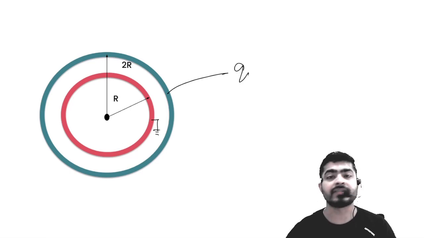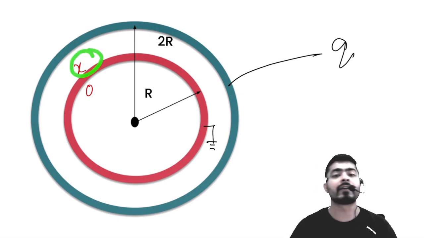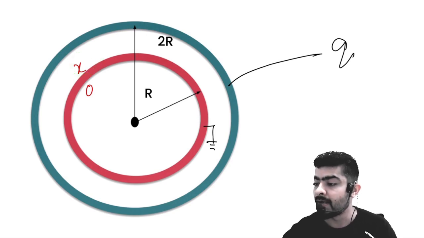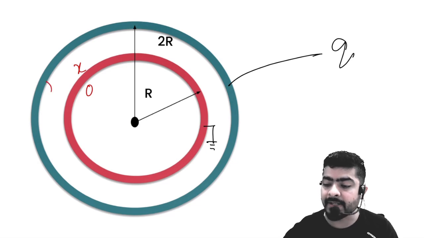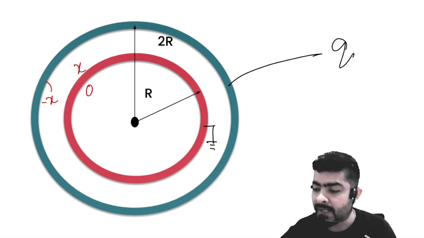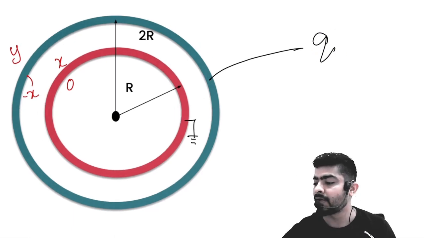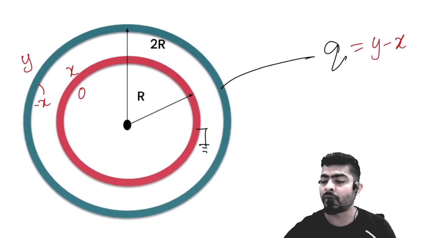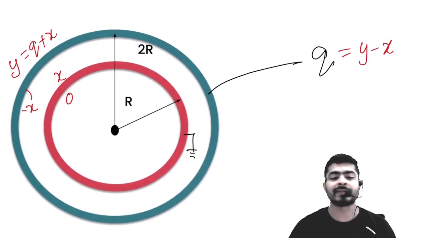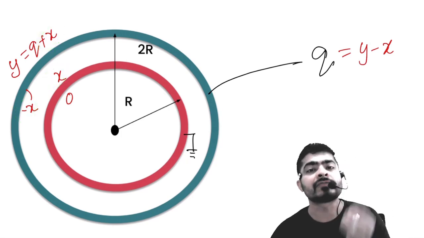So this has been earthed. The outer shell is charge Q. We don't know the charge of the inner shell, so let's just assume 0 and X. We have to find the value of X. Okay. Then this surface will have charge minus X. This will be always opposite to the inner charge. And finally, outer surface will have how much charge? Y. So sum of these two is equal to Q. So Q equal to Y minus X, or Y will become equal to Q plus X. Is that clear? So all these charges are in terms of X.